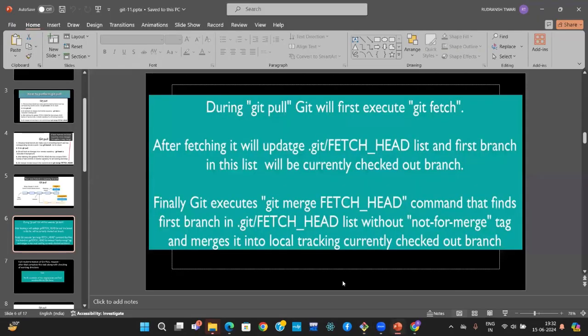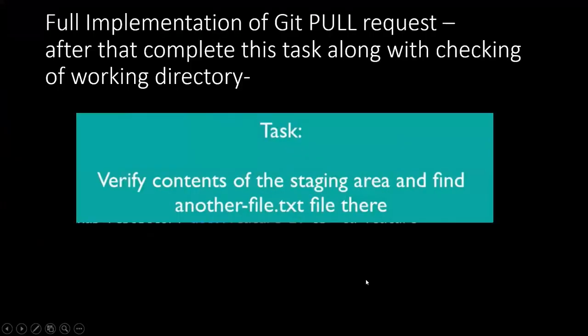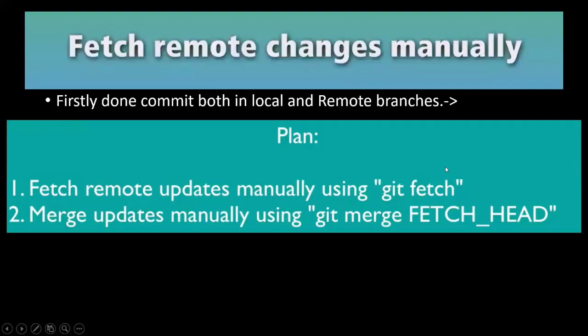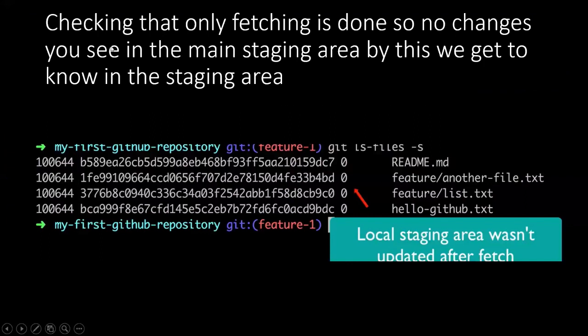So in these slides, the fetch head concept is used because it is done manually. I did the full implementation of pull request, and I also explained this. If you plan to fetch remote updates manually, sometimes it does not work on your local desktop because GitHub is updated with a new version. If you only write git pull, it also does git fetch and git merge.